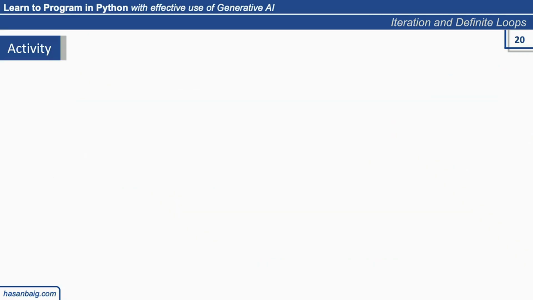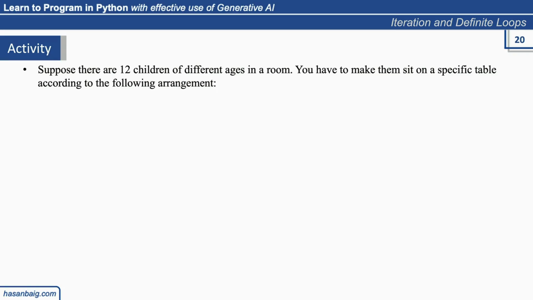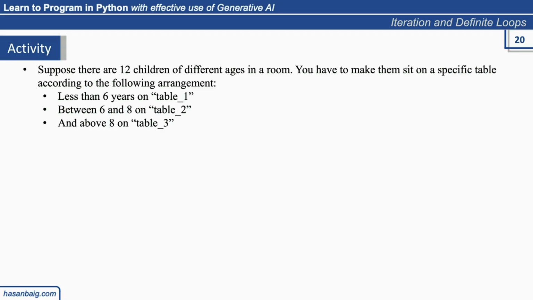Let's do this activity very quickly in the last 5 minutes. Suppose there are 12 children of different ages in a room. You have to make them sit on a specific table according to the following arrangements. If the age is less than 6 years, put them on table 1. If between 6 and 8, make them sit on table number 2 and then on table number 3.